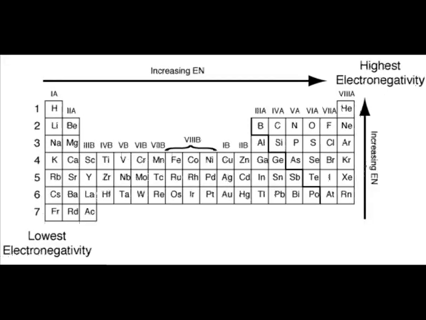And the last one that we're going to talk about is electronegativity. And this is the ability to draw electrons. And this is also going to increase going across a period and decrease going down a group. So that fluorine is going to be your most electronegative atom.